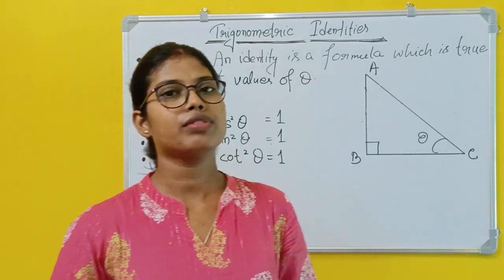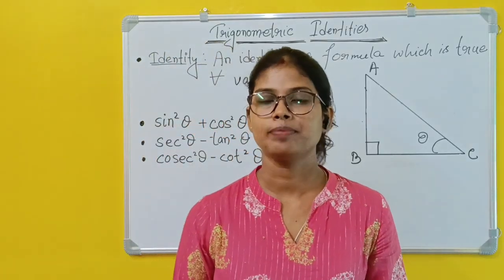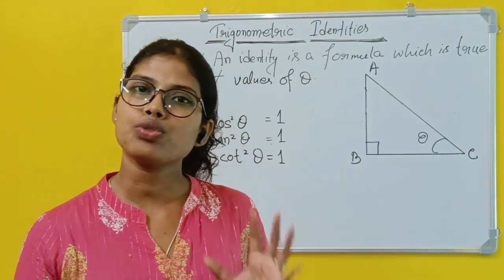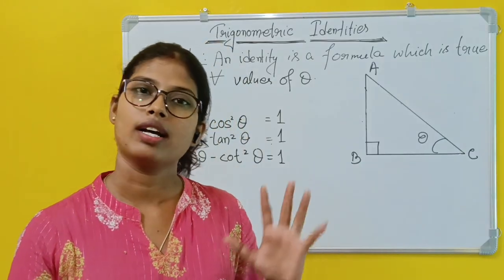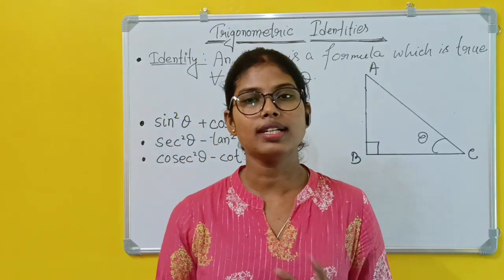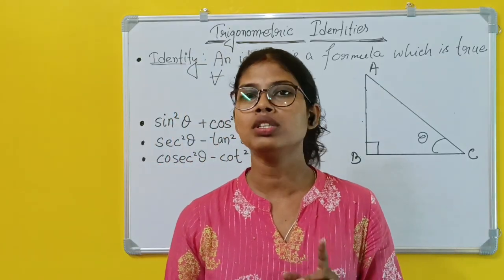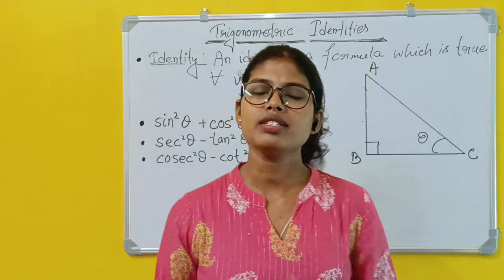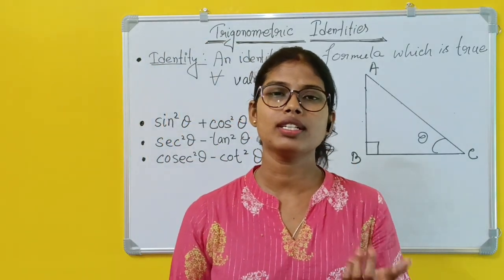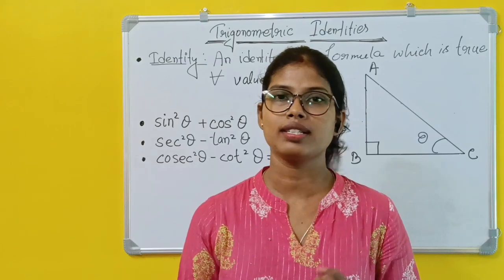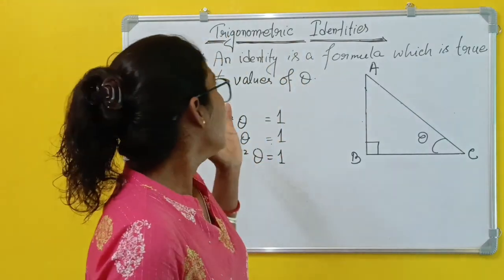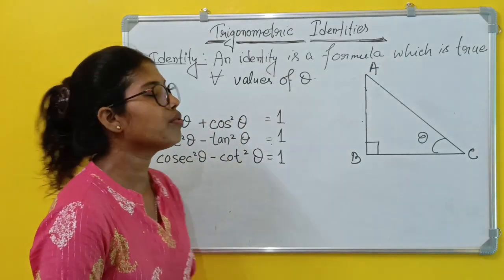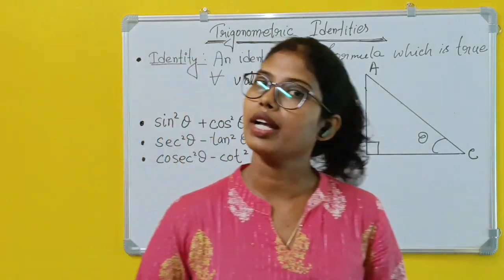So now, at first we will learn what an identity is. Basically, an identity is a formula which is true for all the values of theta. I am saying theta because in trigonometry we only deal with angles and sides, as we already said. Angle means the general term to measure an angle, we take it as theta. So an identity is a formula which is true for all the values of theta.